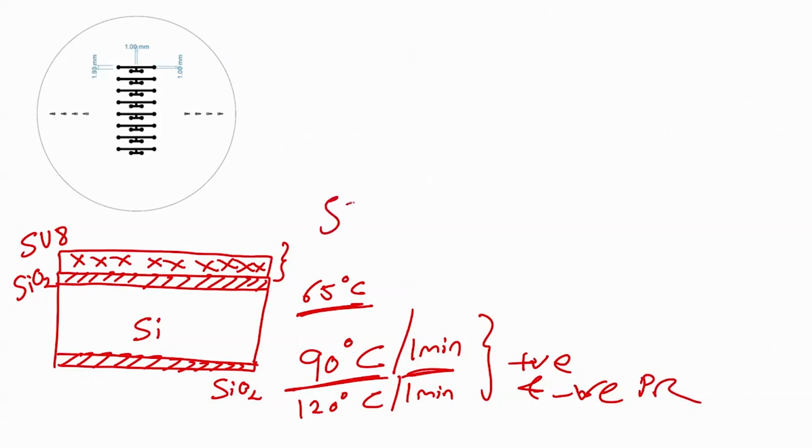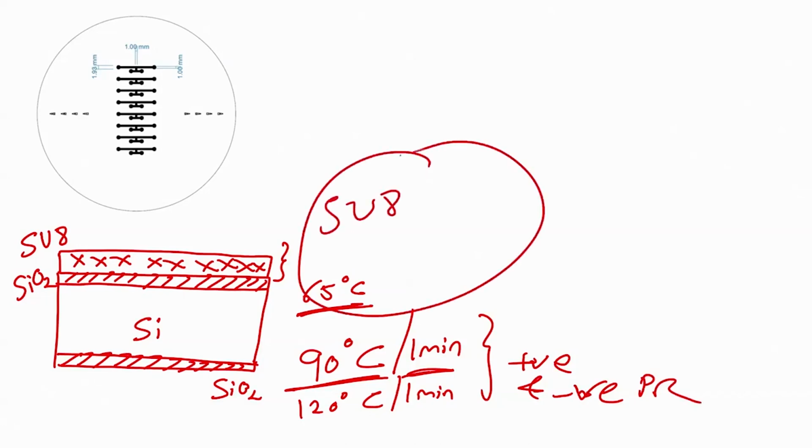But for SU8, 65 degree is your soft bake. The time depends on thickness of SU8, all right. That is the first step that you have to understand.